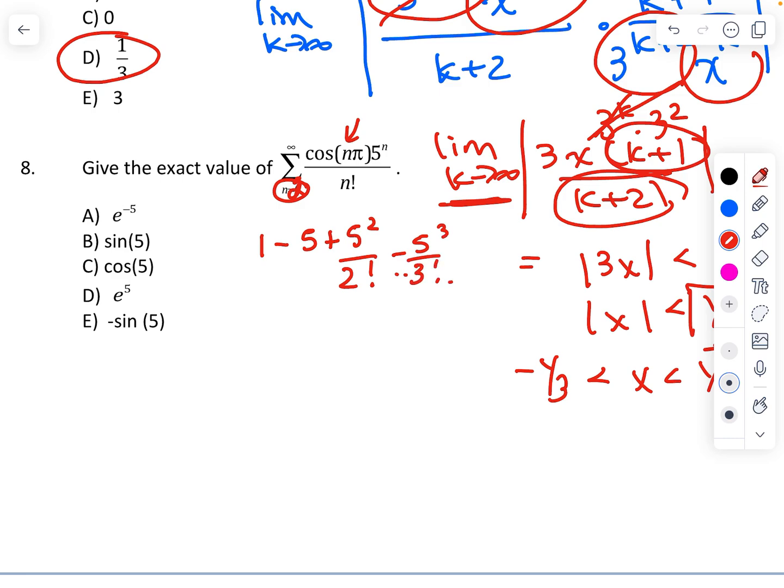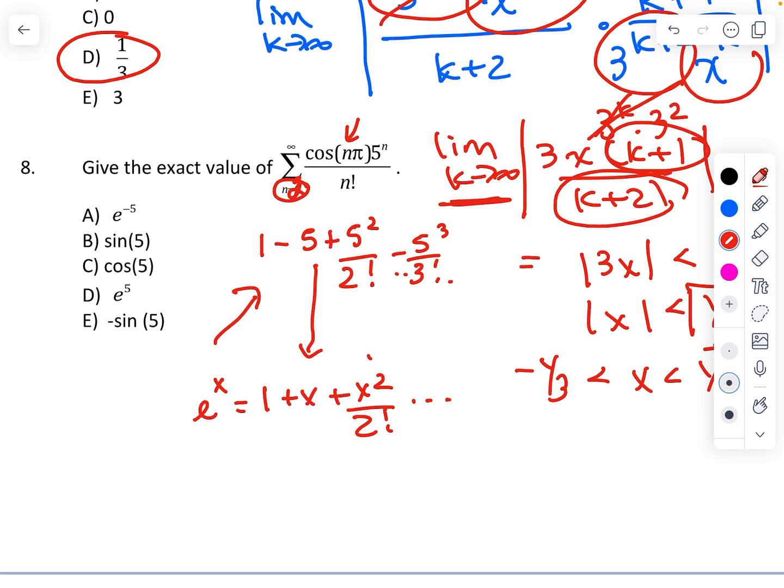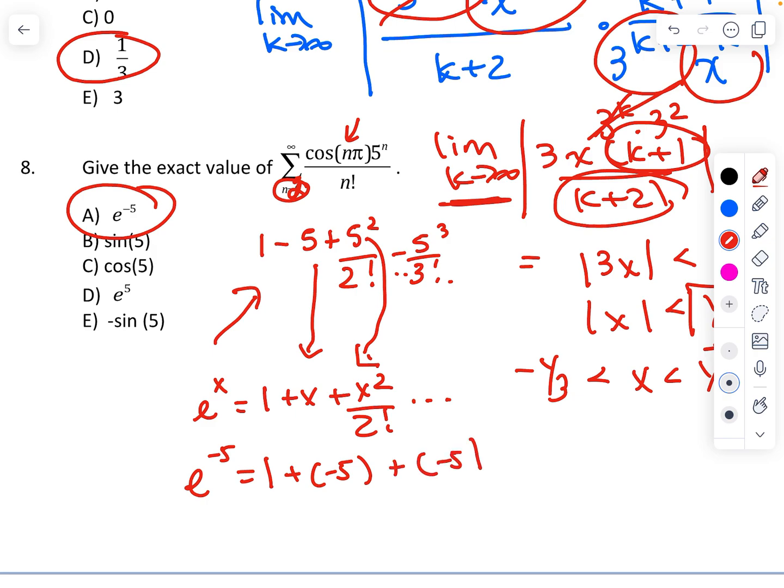Okay, look at your answer choices. Notice that you have either e, sine, or cosine. These are the functions that we should know. We should know e to the x, cosine of x, sine of x. So when you see this function, what you want to do is recognize, oh, it looks very similar to e to the x, because this is what e to the x is, right? But what are they plugging in for x? They're plugging in 5, but then notice all the signs also alternate. So really they are plugging in negative 5 for x. So this is e to the negative 5. If you plug in negative 5 for x, notice it gives you the same series that this sigma is.